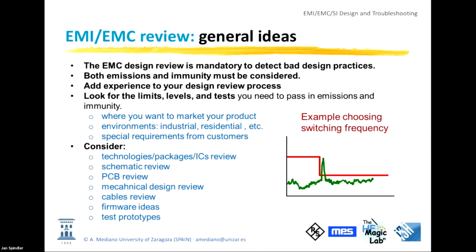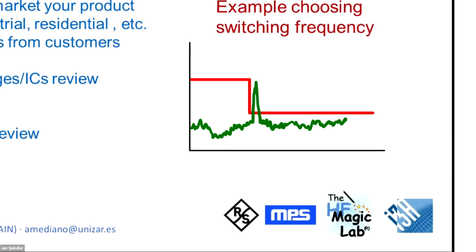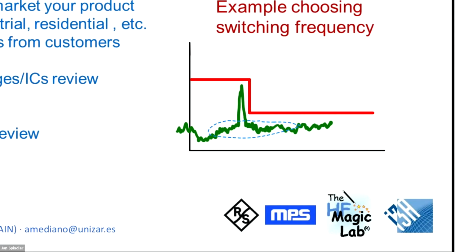Another important idea, find the limits or the legal regulations you need to pass, where you are going to sell the product in the next months or years. What kind of requirements about the environment, no? Industrial, residential, and so on. In this way, if you know the limit that you need to pass, you can think about why we are switching at that frequency or why we are not switching at this frequency. If you can switch in the area where the limit is less restrictive, you will have fewer problems in EMC. But to know this, you need to check, study, and analyze the regulations of your product.